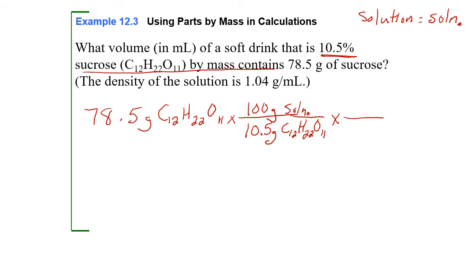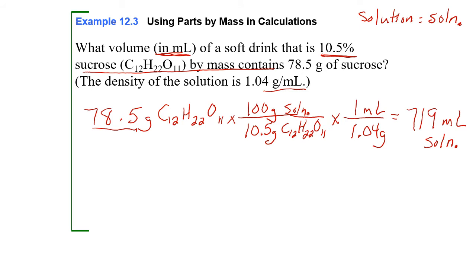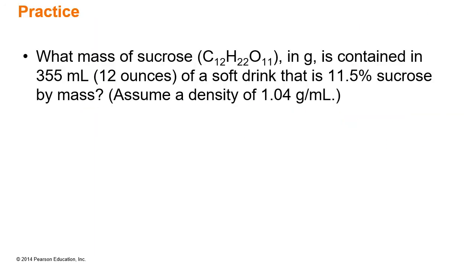We know, because we're trying to find the volume in milliliters, we are given the density, so 1.04 grams of our solution in 1 milliliter. And so we can see that there's 719 milliliters of our soda that contains our 78.5 grams of sucrose. Now, determine what mass of sucrose is contained in 355 milliliters, so a can of soft drink, that's 11.5% sucrose. Pause the video and determine your answer.